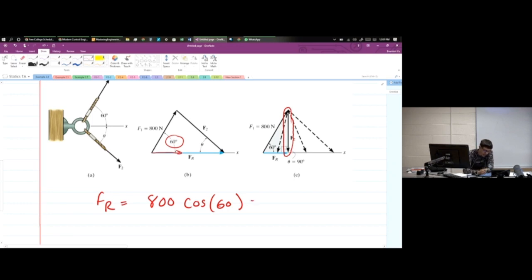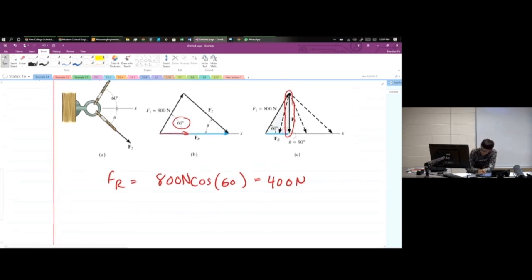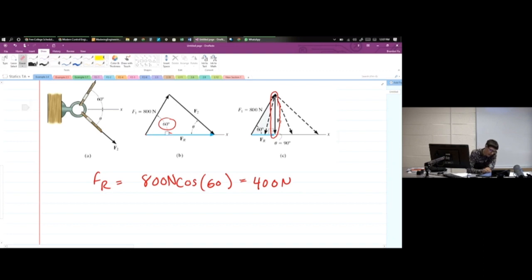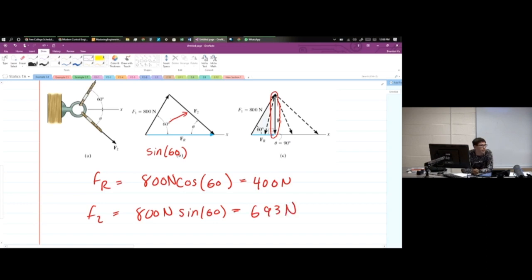So if we do this on a calculator, we will get 400 newtons, because this is 800 newtons, and cosine is dimensionless, right? So we would have 800 newtons times cosine 60, which would be 400 newtons. And then we can also say that if we take the sine of 60, right, that's going to be the vector opposing the 60 degrees angle. So we can say that F2 will equal 800 newtons times sine of 60 degrees, which should be 693 newtons if you plug it into the calculator.